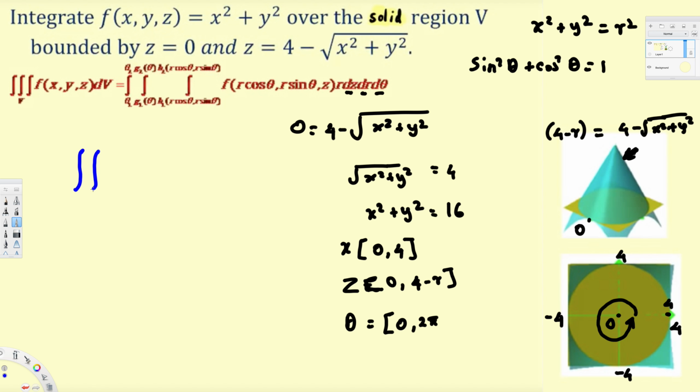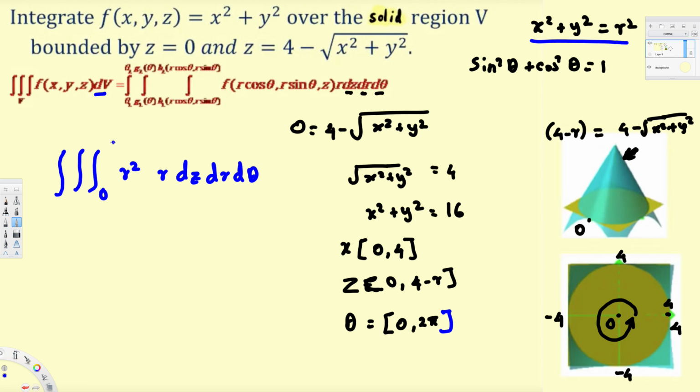We are going to have a triple integral, and instead of our function, we replace this one with r squared, since x squared plus y squared is equal to r squared, and instead of dV, we replace this one with r dz dr d theta. So here we are going to have r dz dr d theta. Now this r and this r squared multiply, but before I do that, I have to write the limits of integration. The innermost integral is going to be dz. So for z, it's going from 0 to 4 minus r.